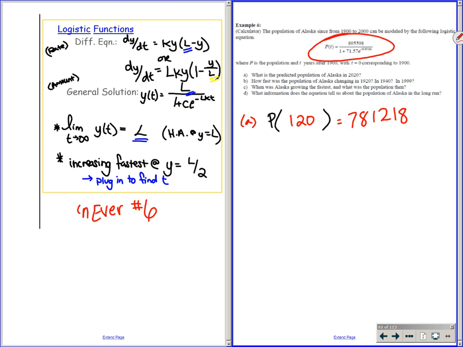Wait, no, is that literal population? Or is that like a million, trillion, or billions? Or is it just literally 781,218? How do you know? Not from the question. You have to look at the given information. What does it say? Exactly. It just says the population is given by where P is population. P is population. Done. Not population in millions or hundreds or billions. Okay, so yeah, 781,218 people, right?